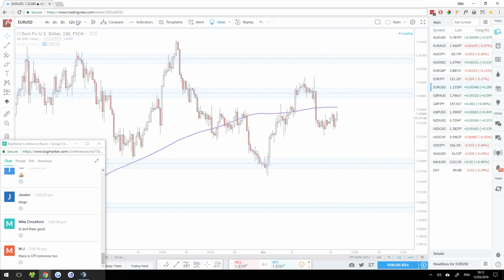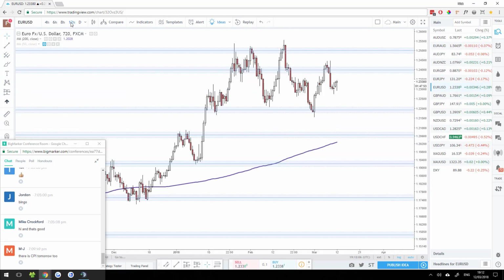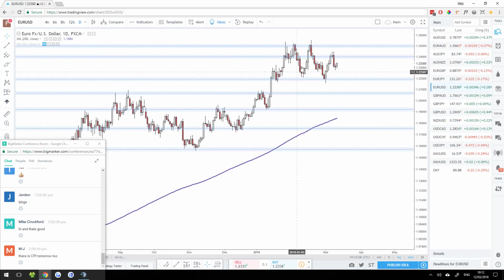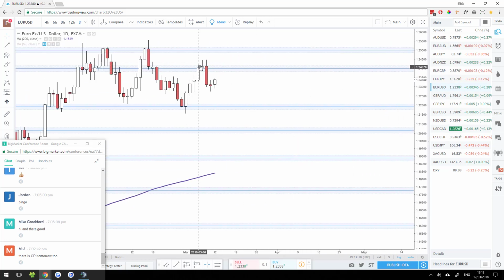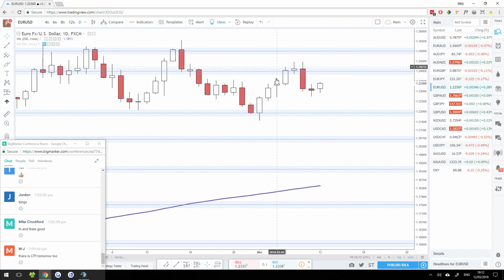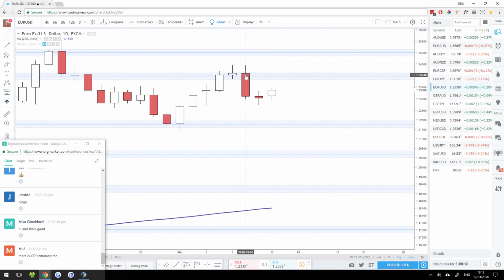EURUSD is currently in between support resistance areas also. It was a nice short trade there last week. It was a news-based trade. It kind of went the opposite direction when news first came out, and then it started moving down. Not sure if anyone took that one.